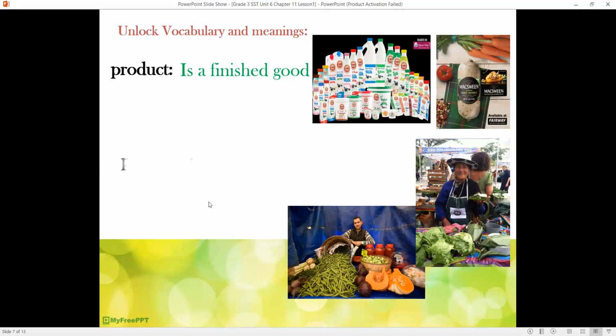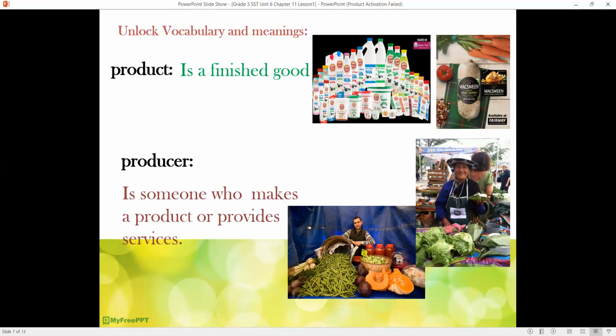The next word we come to is producer. Who is a producer? What is a producer? Now, producer has two different meanings. One is a movie producer, but here we are talking about a different producer. A producer is someone who makes a product or provides services. So somebody who makes a product or provides services.